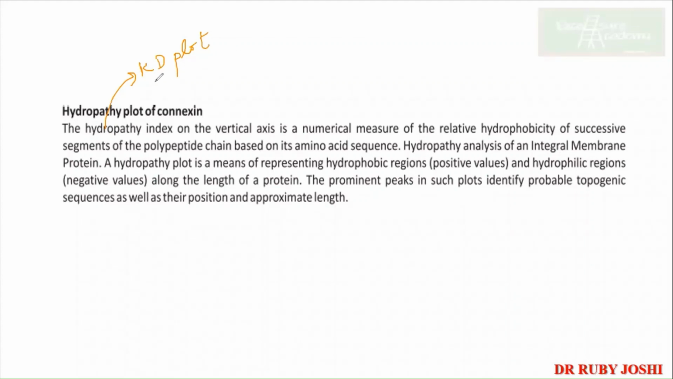KD is the name of the scientist, Kyte Doolittle, something like that, I don't remember exactly. Just please search about it. So it is also known as the KD plot or the hydropathy index, which will tell you how hydrophobic your polypeptide chain is, depending on its amino acid sequence.